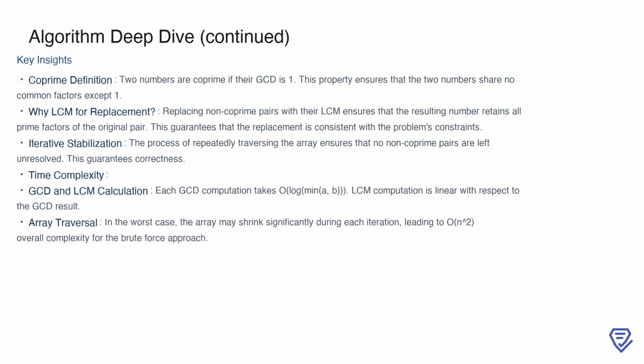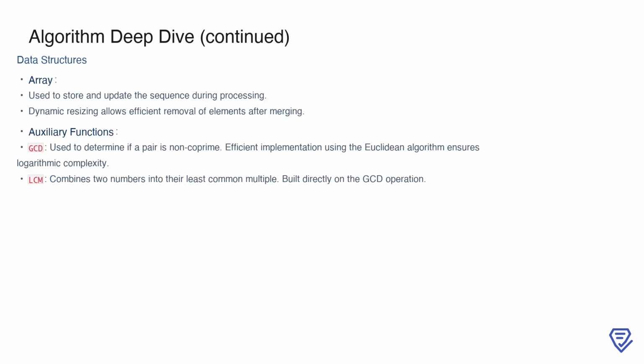LCM computation builds on this, while array traversal in the worst case can require multiple passes, leading to an overall complexity of O(n²) for the brute force approach. The algorithm relies on fundamental data structures and functions. The array serves as the primary data structure, dynamically resizing as elements are removed during the merging process. This ensures that the sequence is updated efficiently at each step.